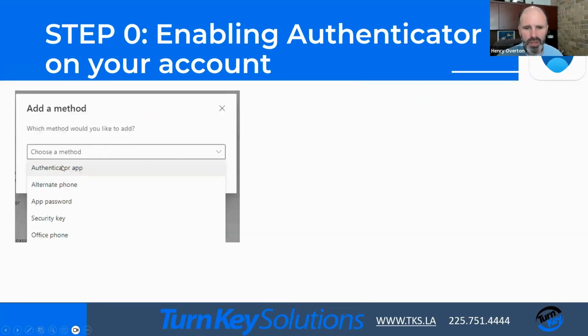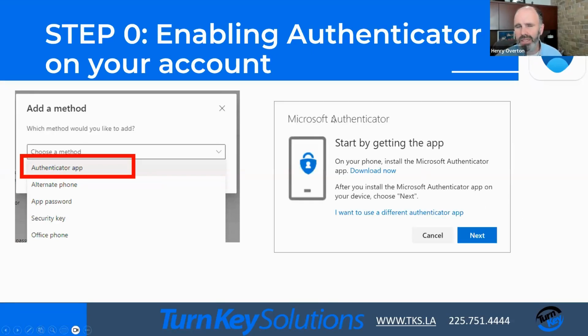When you add a method, a box will drop down and say Authenticator app. There are all these other things you can do as secondary factors, multi-factors, but we're going to pick the Authenticator app. It is the best one that they have. It's going to pop up and say start by getting the app. You can click download now. It'll send you a link or an email, and it'll go straight to your phone if you have your phone set up with your email, and you can grab it using that link. That's if you haven't already installed it yourself.